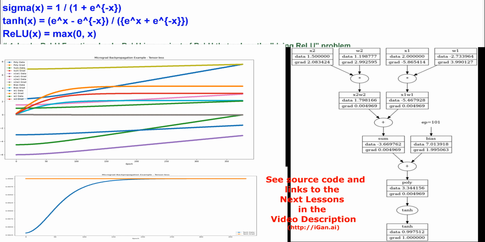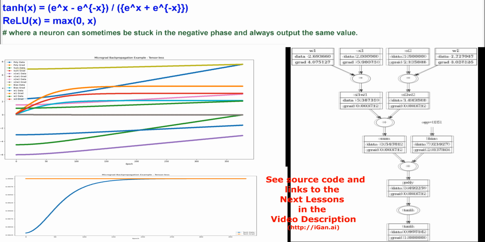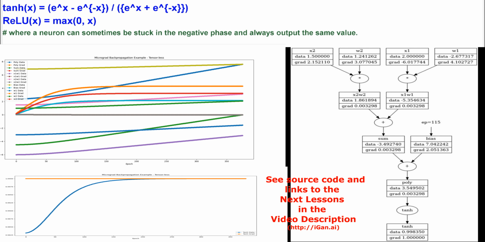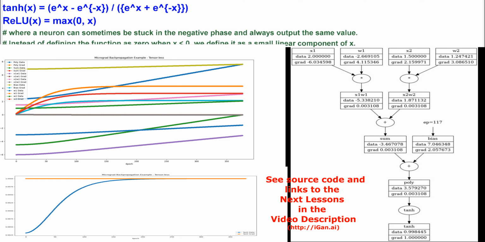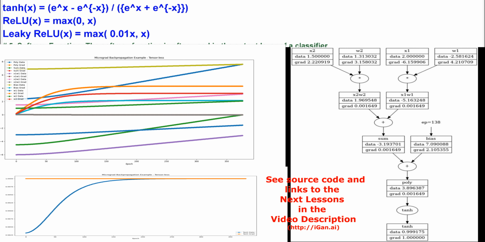4. Leaky ReLU function. Leaky ReLU is a variant of ReLU that solves the dying ReLU problem, where a neuron can sometimes be stuck in the negative phase and always output the same value. Instead of defining the function as 0 when x is less than 0, we define it as a small linear component of x. 5. Softmax function.